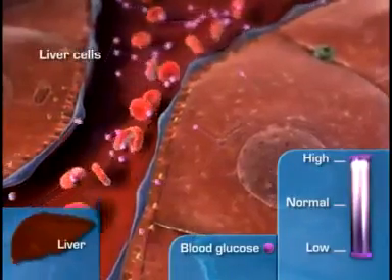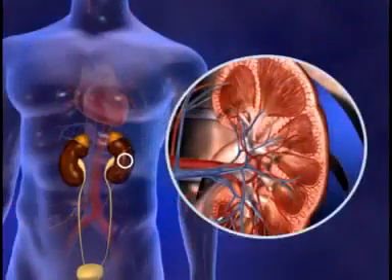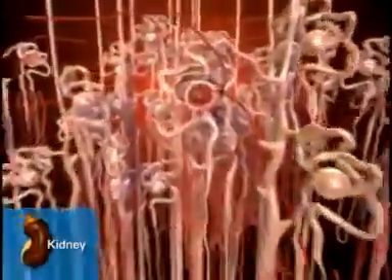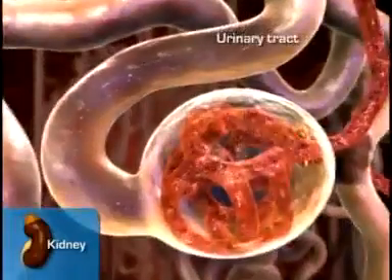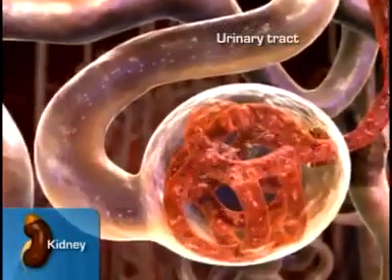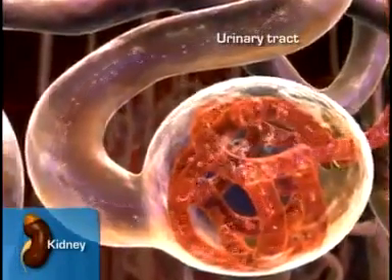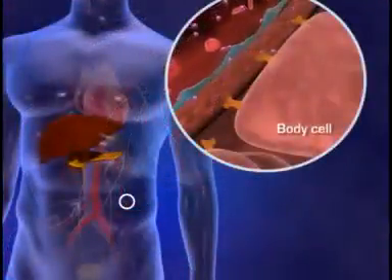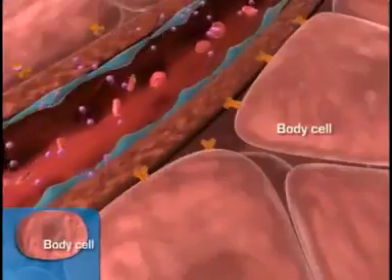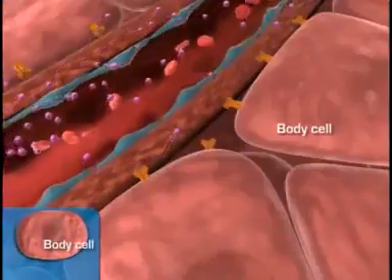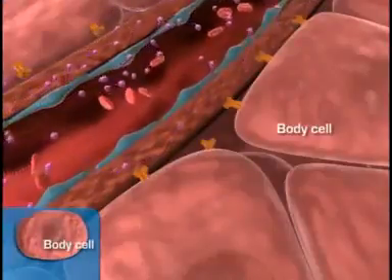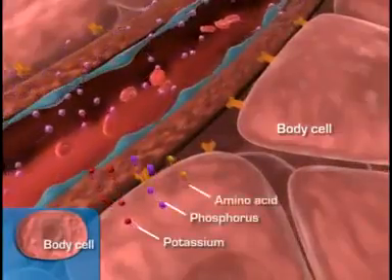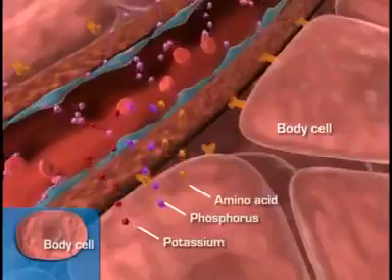In hyperglycemia, glucose that should be used as energy within the body's cells is instead excreted through the kidneys in the urine. This is called glycosuria, a common sign of diabetes. Unable to utilize the blood's glucose, the insulin-deprived cells, starved for energy, begin to metabolize protein. This leads to the loss of intracellular potassium and phosphorus and to excessive liberation of amino acids.